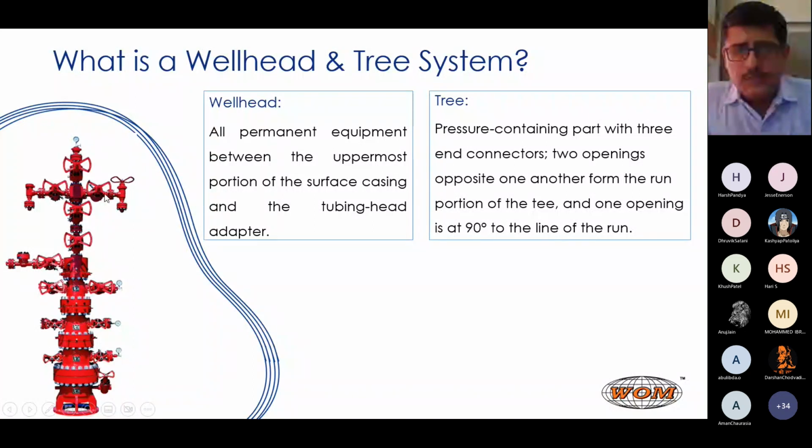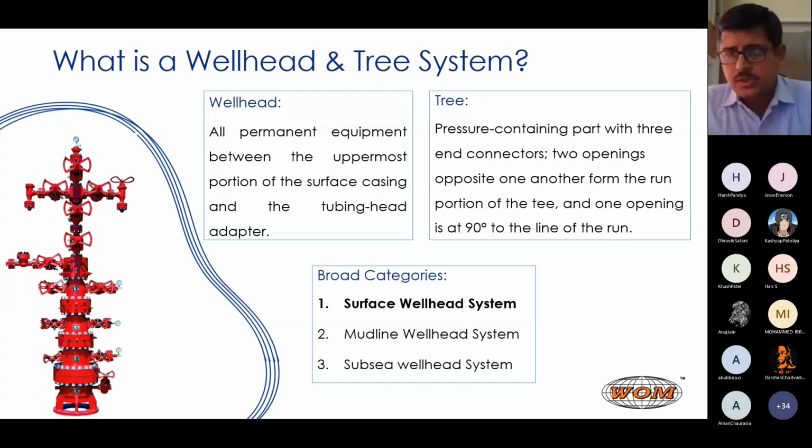A wellhead and tree system can be categorized in three ways. The surface wellhead system, which will be installed on the surface. A mudline wellhead system, which is semi-subsea, where the water depths are quite shallow. And a subsea wellhead system, which is deep sea, so it is completely subsea. We will be using an FPSO or subsea rigs to install this. Particularly in this presentation, we will be covering the surface wellhead system only.